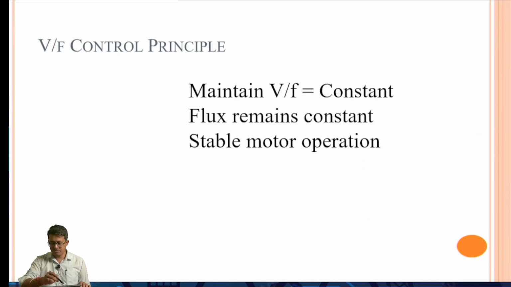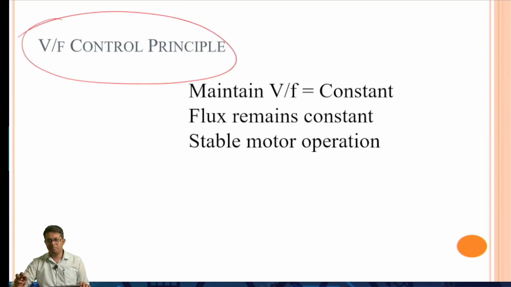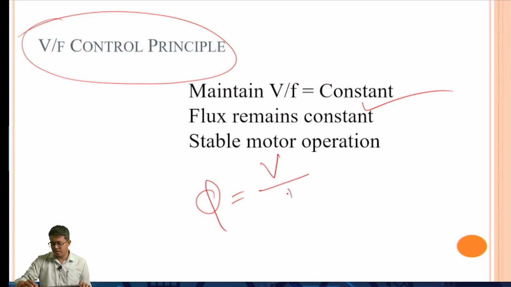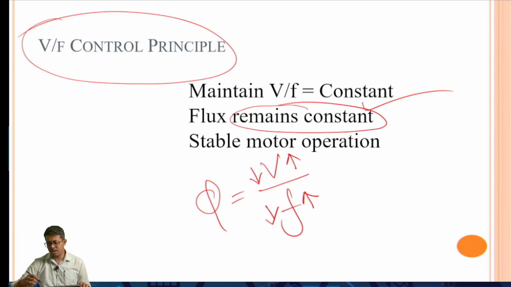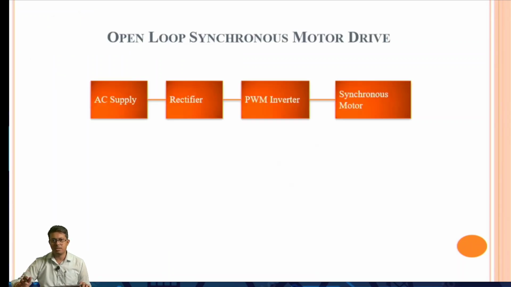Now this V by F control principle is to maintain V by F constant. In that case, flux remains constant and stable operation will be there. So why is it flux? As we know, phi is proportional to V by F. So if we are increasing the voltage, we need to increase the frequency. In the other case, if the voltage is decreasing, we need to decrease the frequency also. Then we can make the flux remain constant, and in that case stable motor operation is possible.